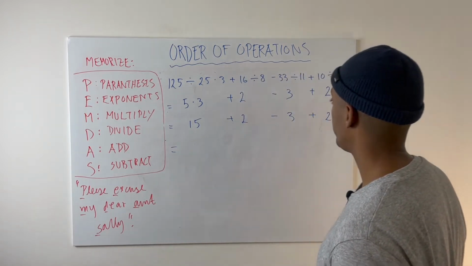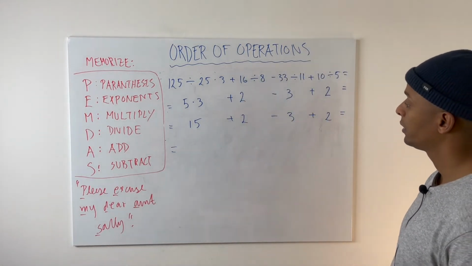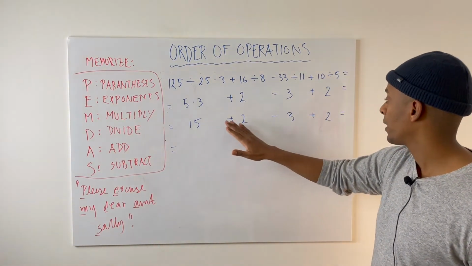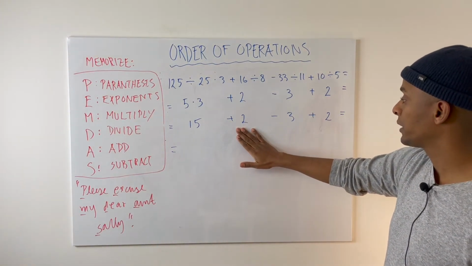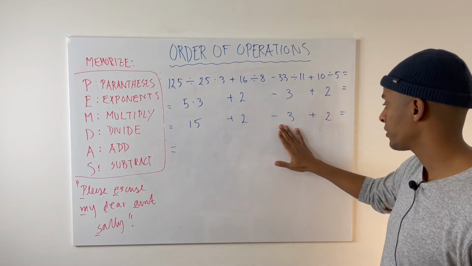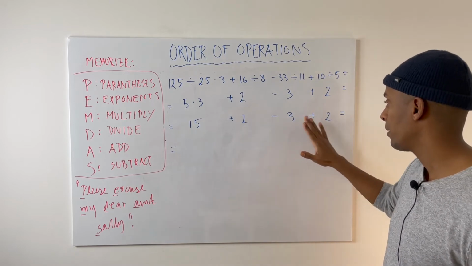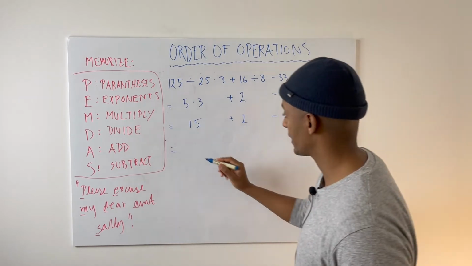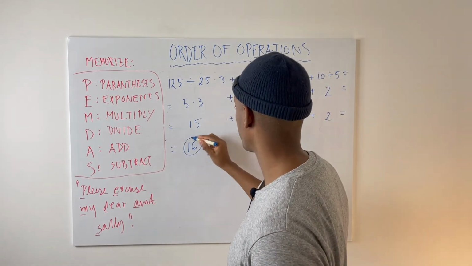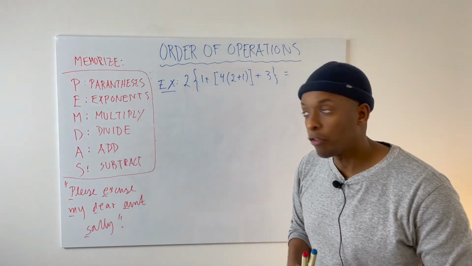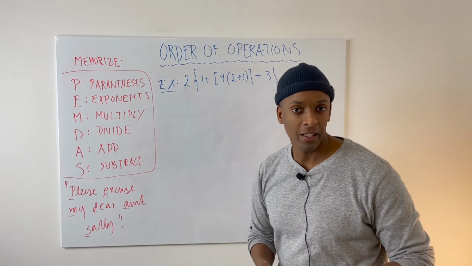And now we only have addition and subtraction. So 15 plus 2 is equal to 17 minus 3, 14 plus 2, 16. And that's the answer. Okay, so finally we'll end with a very tricky example.